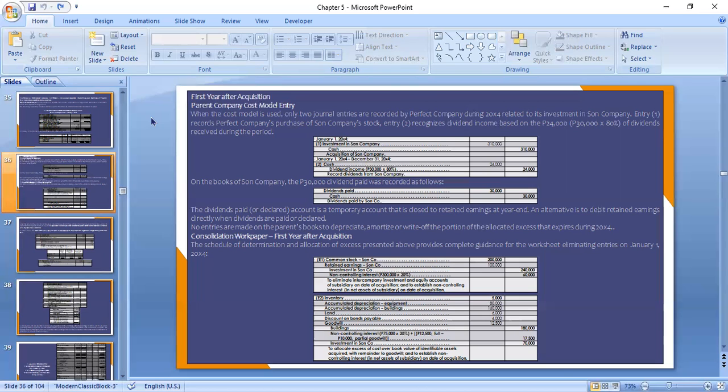20% of 75,000, so 75,000 times 20%. So we now get 12,500 full minus 10,000 partial goodwill. So we now get the amount net of 17,500, and to credit investment in Sun Company to complete the debit of 170,000.